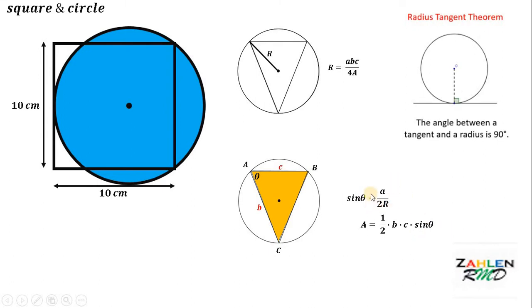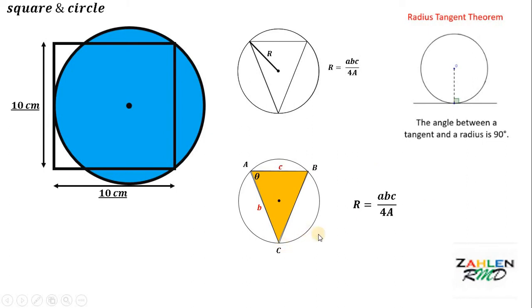Now notice that sine theta is equivalent to a over 2R. So we can replace sine theta with a over 2R. Now simplify, 1/2 times b times c times a over 2R will give us abc all over 4R. Now solve for R, we get that the value of R must be equal to abc all over 4A, wherein a, b, and c are the side lengths of this triangle inside the circle, and this A is the area of the triangle.